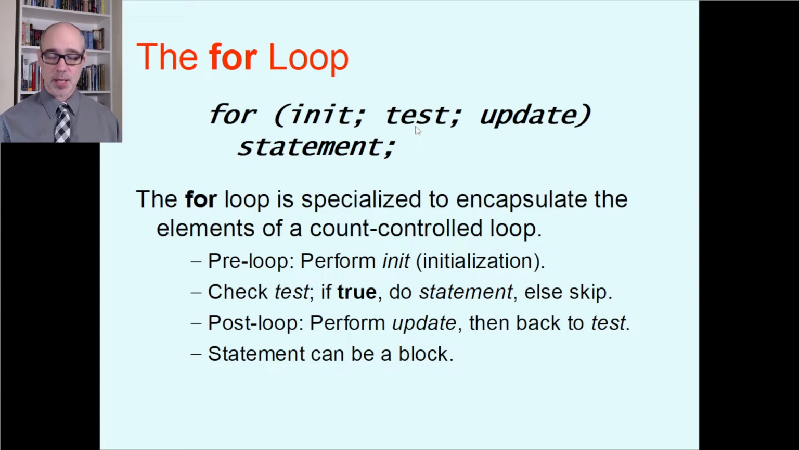Then you check in on this test, which is like the while expression. If this is true, then you're going to go down and do the body of the loop, here the single statement. Again, that could have been a block in curly braces. Once you do that statement, then you come back to the third part, this update, which is probably the increment, similar to what's at the end of the while loop. And then you go back to the test. And if that's true, you do the statement, and you come back to the update. And you go test, statement, update, test, statement, update, until the test becomes false. And at that point, you skip over the statement, and you go on with the rest of the program.